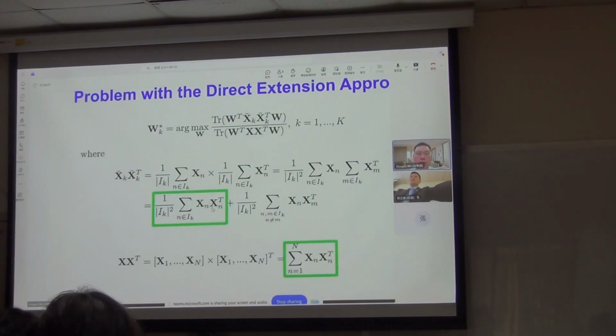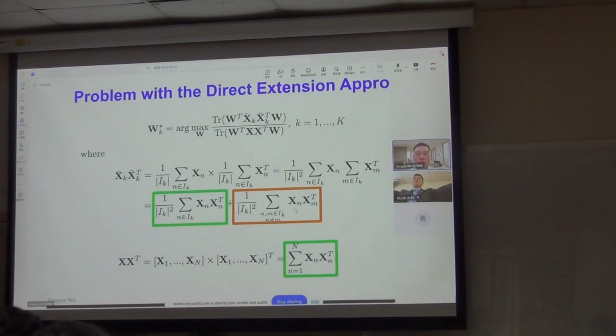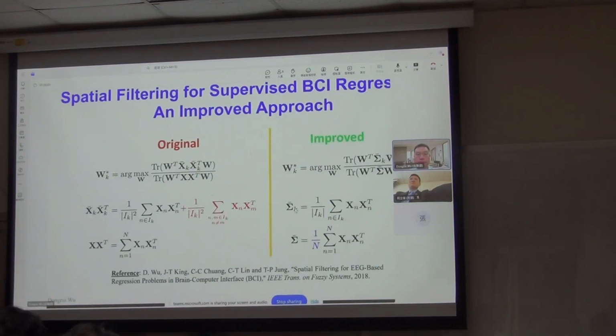So we can observe that in the numerator, we have an extra term which is not included in the denominator of this formula, and this extra term may degrade the performance of the final spatial filters. So we propose that we may be able to remove this extra term to achieve better spatial filtering performance.